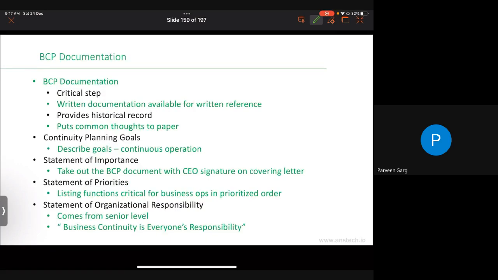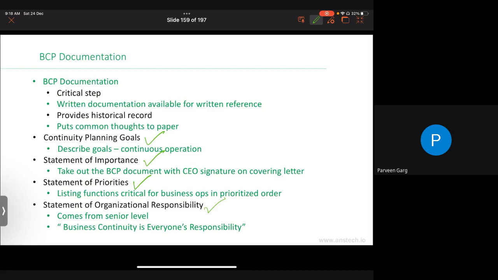And once you have done all this, you need to create the documentation. As I say, in security, whatever you do, you need to document. So if you have created a business continuity plan and you have assessed what the risks are, what the assets are, what the impact analysis is, what the maximum tolerable downtime is, what the provisions and processes are, who the critical people are, who is going to manage what, you need to put it out in a document. And what are those documents? Those are continuity planning goals, statement of importance, statement of priorities, and statement of organizational responsibility. Okay, these things are supposed to be included in your BCP.